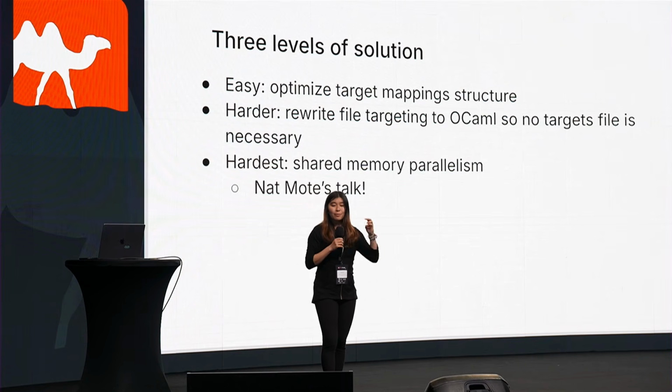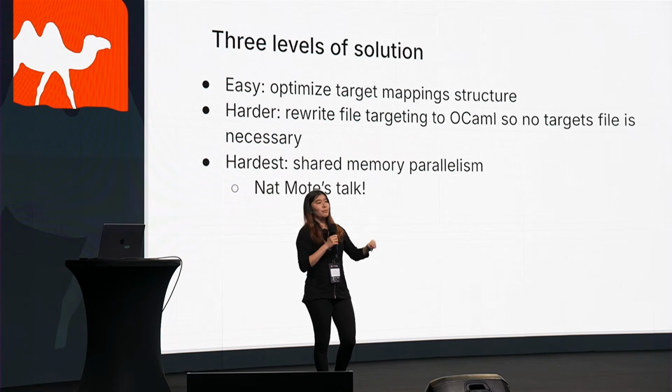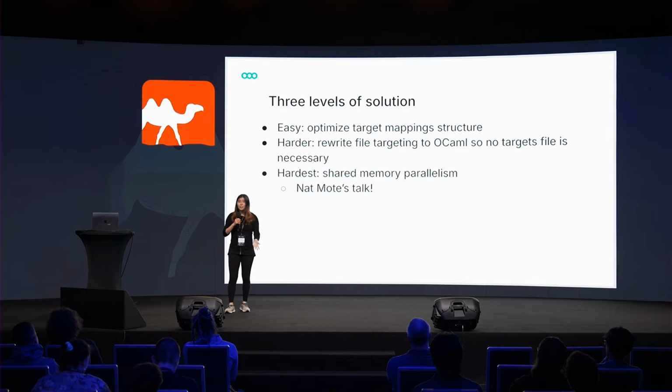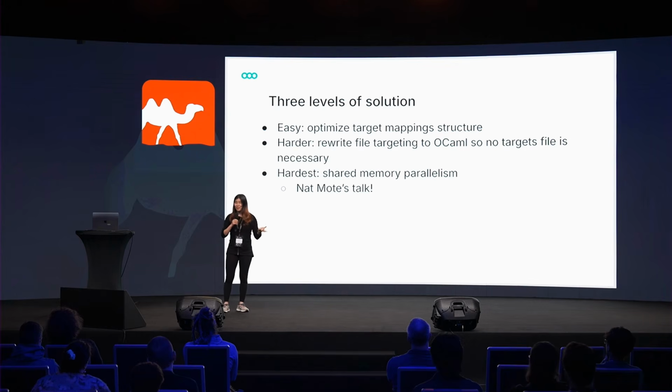And so by rewriting file targeting to OCaml, we could finally eliminate the targets file. And so we weren't allocating this block of memory at the start. But of course, allocating memory up front is sometimes just needed. And as we moved to interfile analysis, we had to allocate more memory. And so the hardest solution that finally solved this problem was for us to use shared memory parallelism.